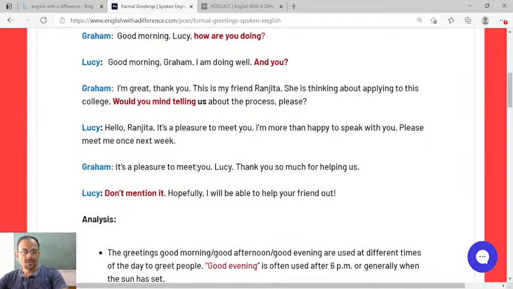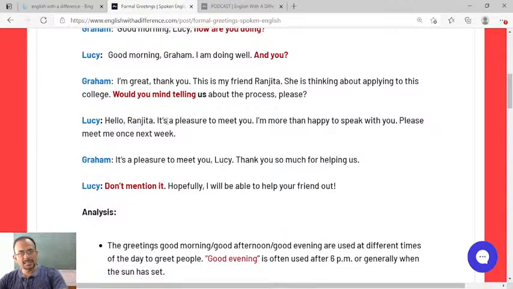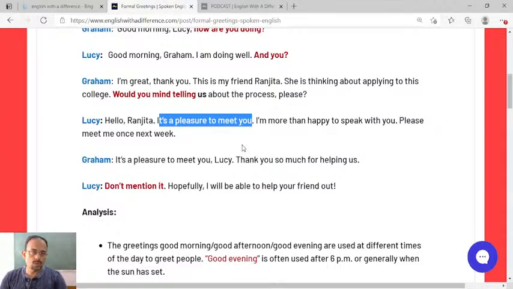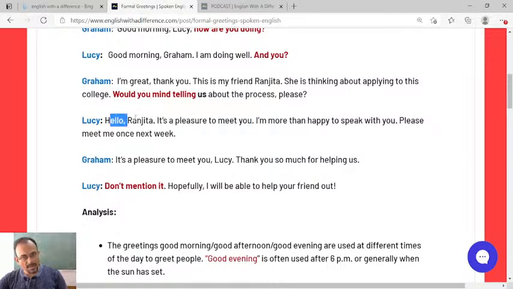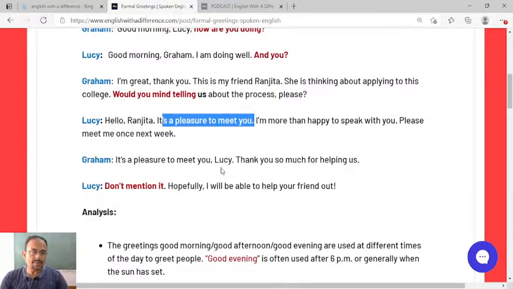Right? Now, Lucy is saying, hello Ranjita, it's a pleasure to meet you. Okay, Lucy says, hello Ranjita, it's a pleasure to meet you. That is also one of the standard expressions, dear students. If you are introduced to someone by someone, like here, Ranjita is being introduced to Lucy by Graham, then Lucy in return says, hello Ranjita, it's a pleasure to meet you. So this is also something like, how are you? I am fine, thank you. Thank you is the expression that we use with I am fine, right? Likewise, when you are introduced to someone, you address him or her, and then you say it's a pleasure to meet you, or it's a pleasure meeting you, right?